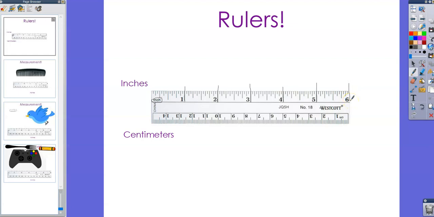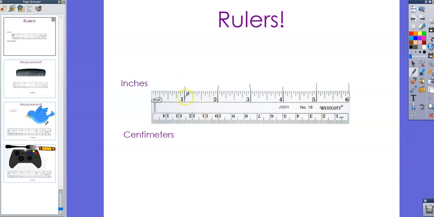and then on this ruler we end at 6 inches. If you have a ruler at home, your ruler might keep going. A lot of rulers go up to 12 inches, which is the same thing as a foot, but ours only goes up to 6. So the longest lines on a ruler are the ones that show you inches.